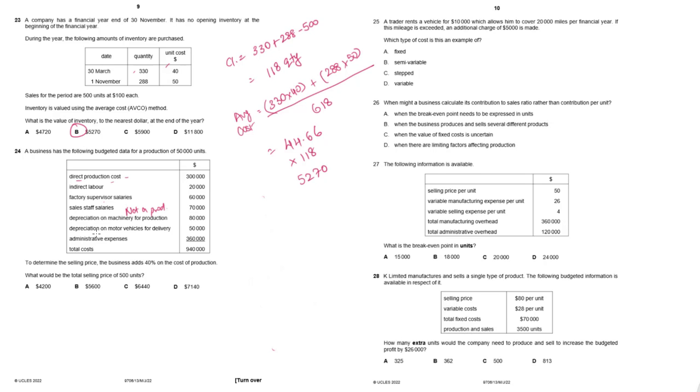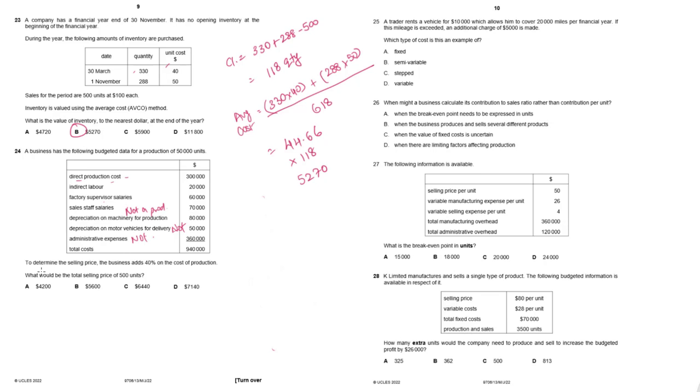Depreciation on machinery for production, this is a production cost. Factory overheads. Depreciation on motor vehicles for delivery, this is not a production cost. And admin expenses, not a production cost. Just while reading the question, sometimes you can look at the information bifurcated and analyze it. It is helpful later when you read the whole question.